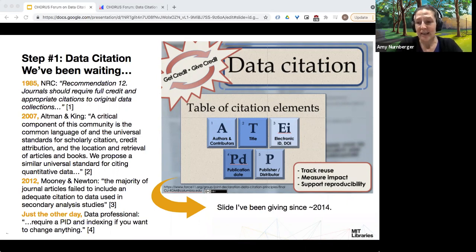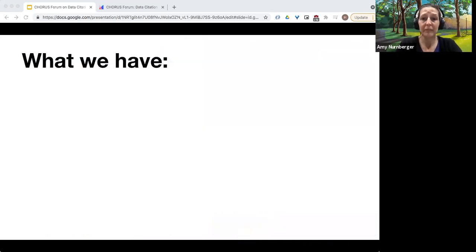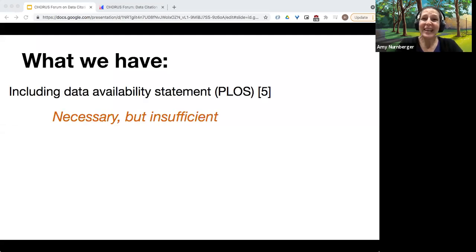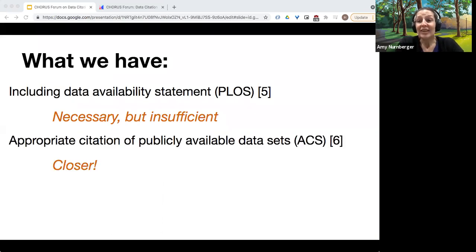So where are we right now, and what do we have in terms of systems? So from a recent paper, the group at PLOS, we have data availability statements. It's nice, but it's not sufficient for the purposes of credit or of metrics. From the American Chemical Society's newly issued research data policy, there is the requirement to cite all publicly available data sets. You can see where these two approaches get close to the issue, but don't quite get at it.